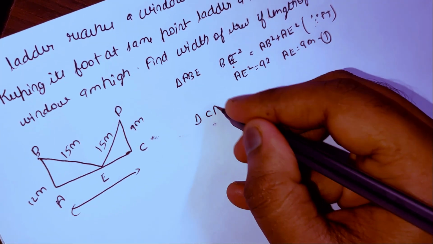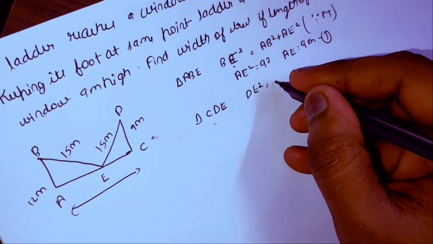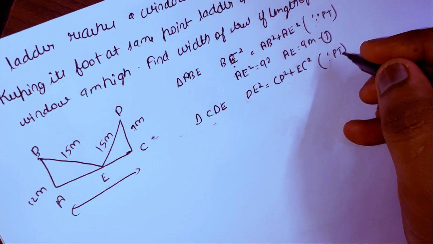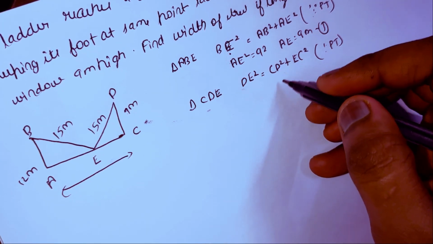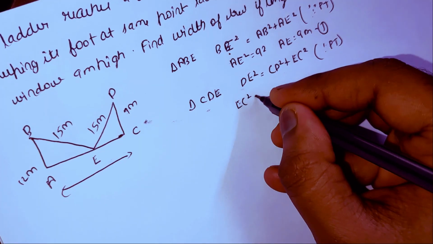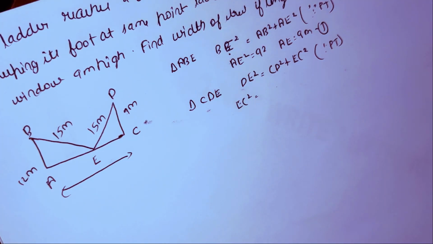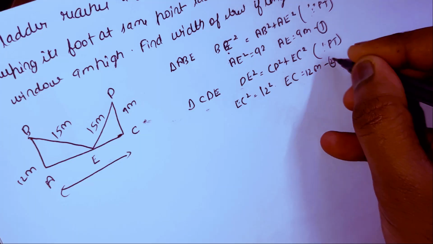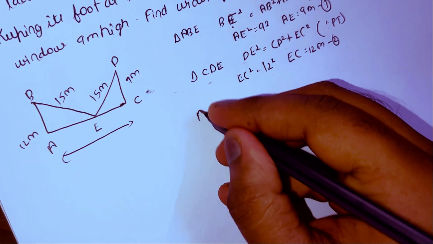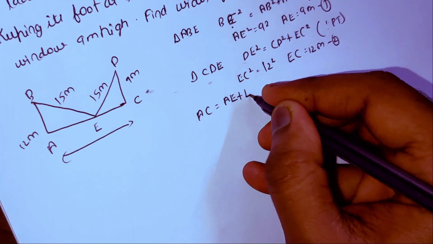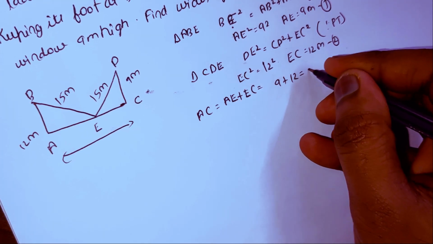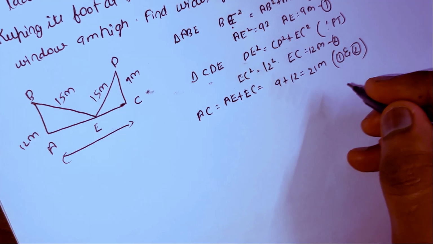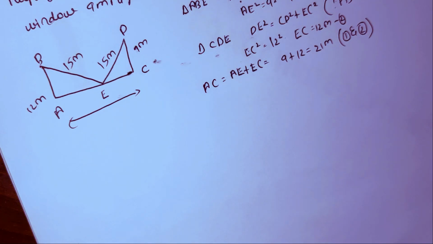Now from triangle CDE, DE square is equal to CD square plus EC square by Pythagoras theorem. Substitute DE is equal to 15 and CD as 9, you'll get EC square is equal to 12 square. EC is nothing but 12 meter. Second equation. Now AC is nothing but AE plus EC, 9 plus 12, that is 21 meter, from equations 1 and 2. So the width of the street is 21 meter.